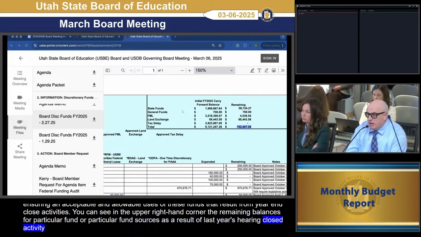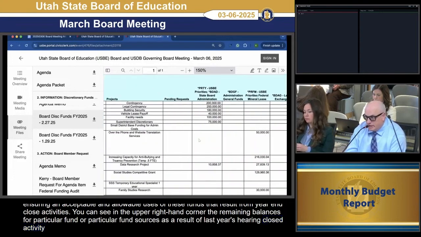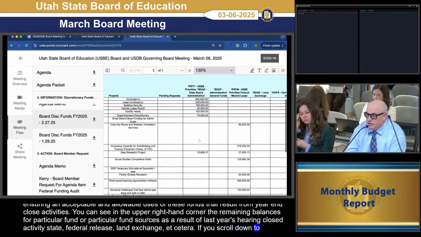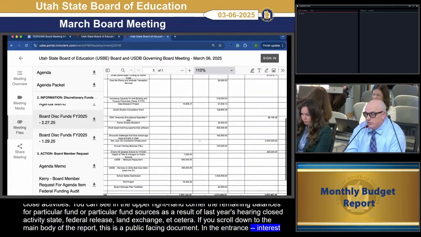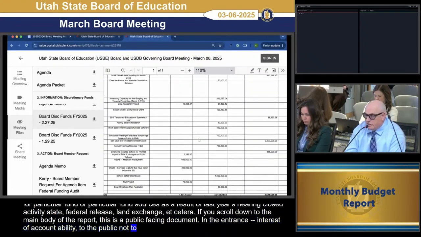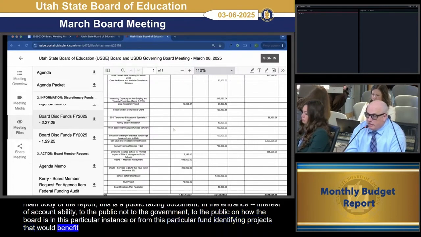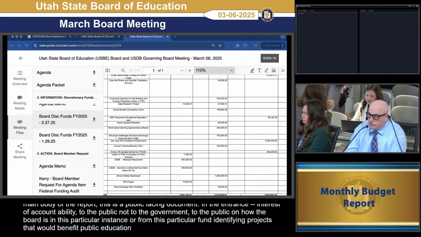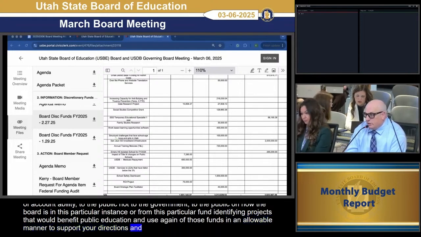If you scroll down to the main body of the report, this is a public-facing document. In the interest of transparency, both to board members and our accountability to the public, not to the government, to the public on how the board is, from this particular fund, identifying projects that would benefit public education and use those funds in an allowable manner to support your directions and your strategic plan accordingly.